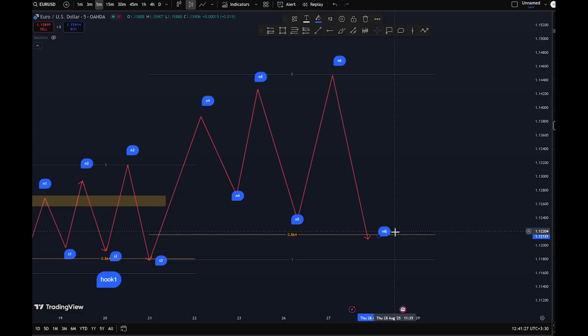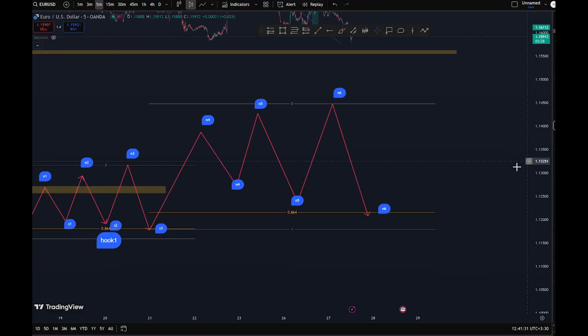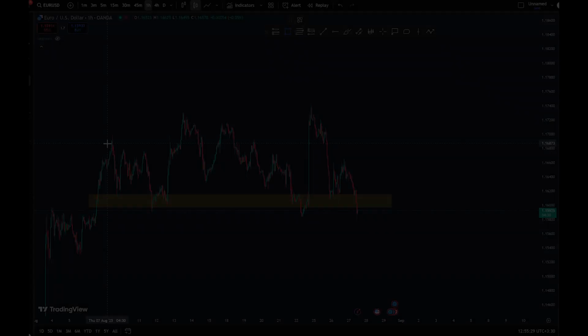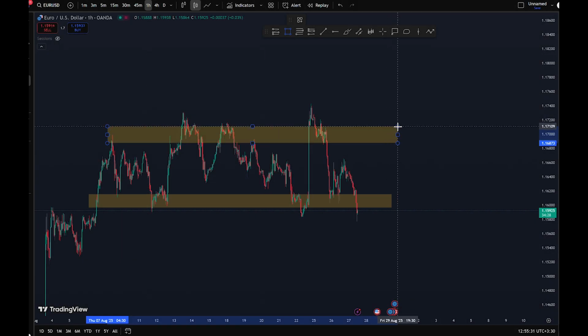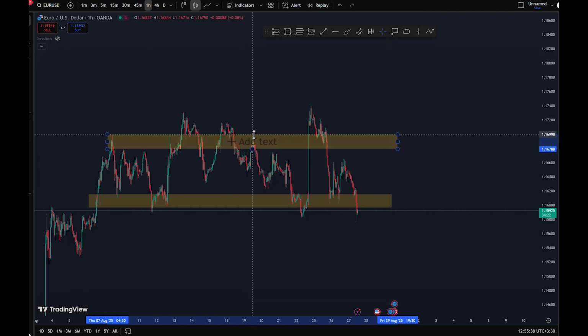Now let's go to the chart so I can show you some examples. This will help you fully understand and master it. Now, on the chart, you can see 2 yellow boxes. The lower one marks the support zone and the upper one marks the resistance. We identify the nodes within these zones.